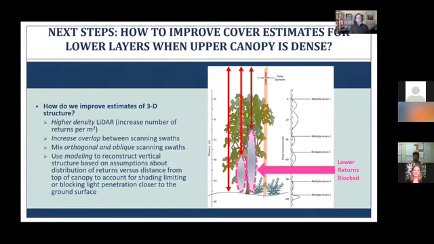And then another option is to use modeling to try to reconstruct the vertical structure based on our assumptions about the distribution of returns versus the distance from the top of the canopy towards the ground surface, to account for that shading effect that might limit or block light penetration as the laser moves through the tree canopy and gets closer to the ground surface.